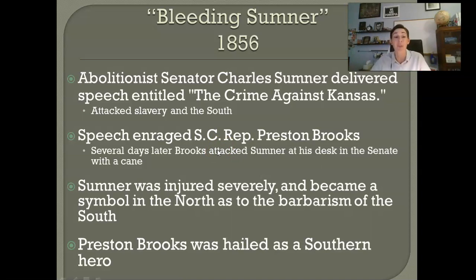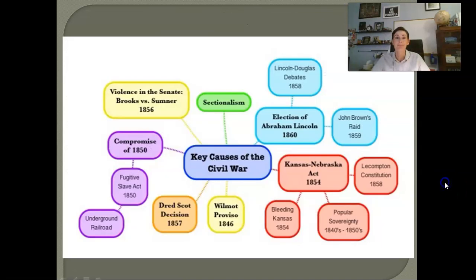Sumner was injured so severely that he actually had to step away to recover because he was literally beaten within an inch of his life. So he became a symbol in the North to show that the Southerners were really barbarians and how they were willing to protect this horrible institution of slavery. Meanwhile, Preston Brooks was hailed as a Southern hero. So again, you have initial divides that are happening, but this drives the two sides even further apart.